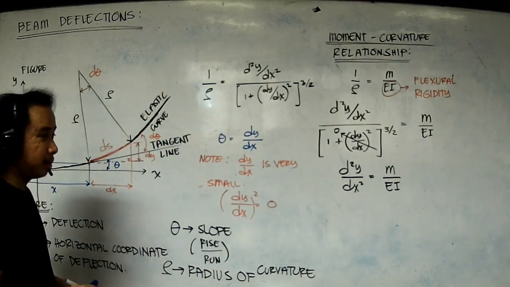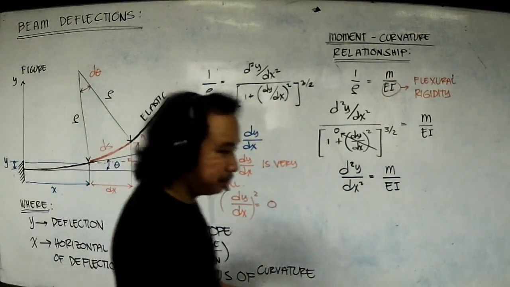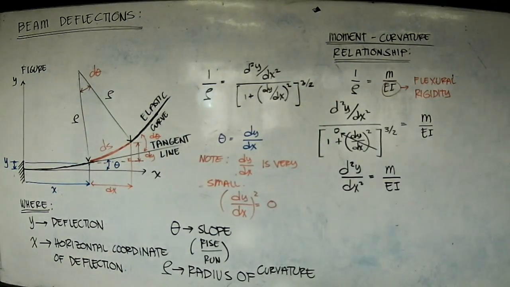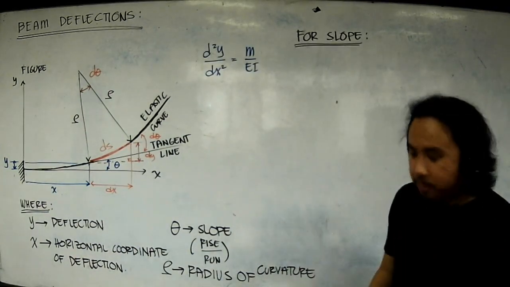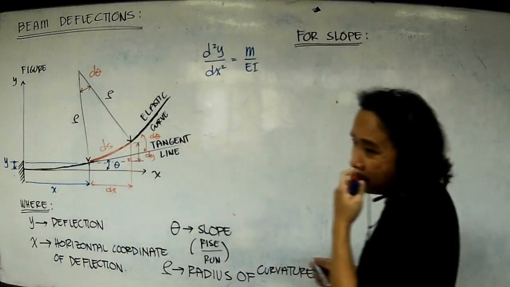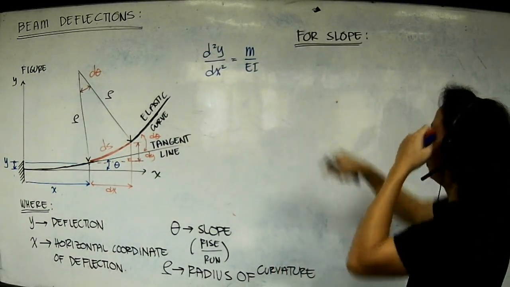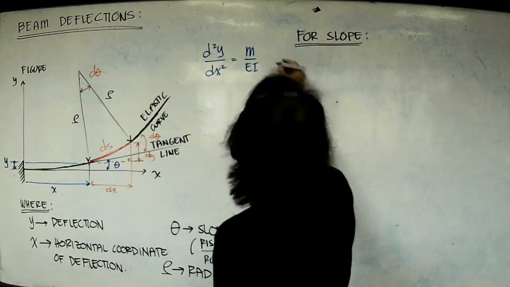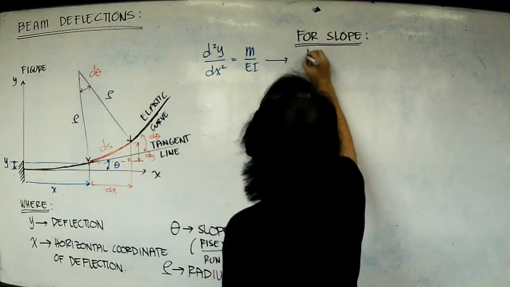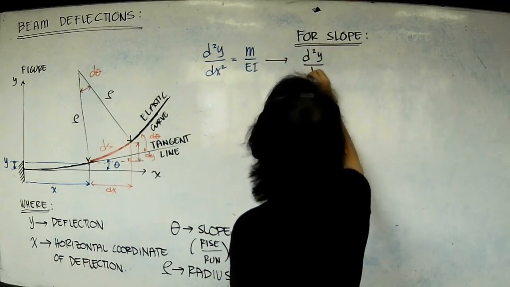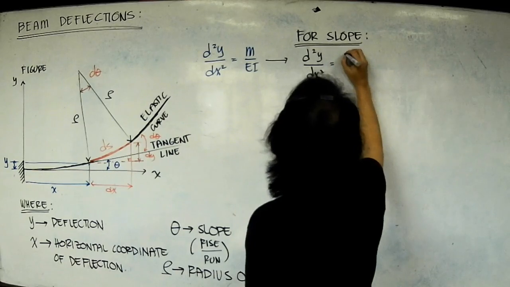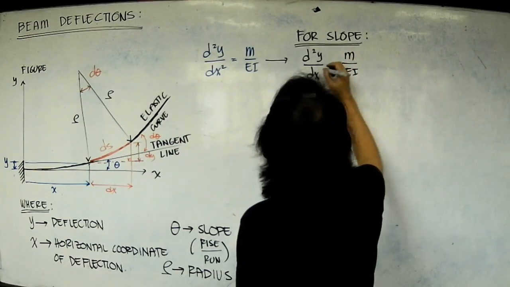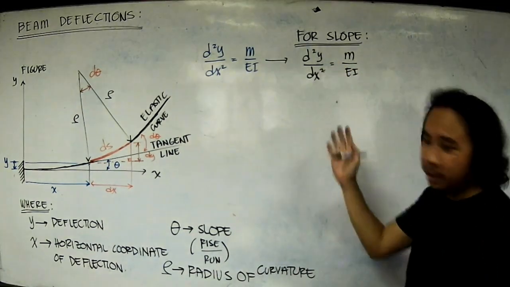Okay, let's try to derive the expression for slope. Now, we have this. I would like to grab this and see how this goes. It's equal to M. M, by the way, is moment. Okay?